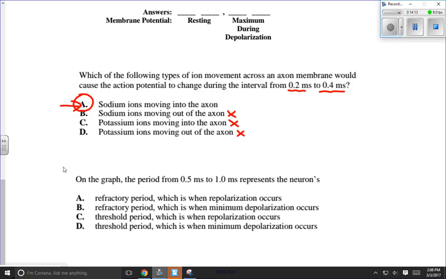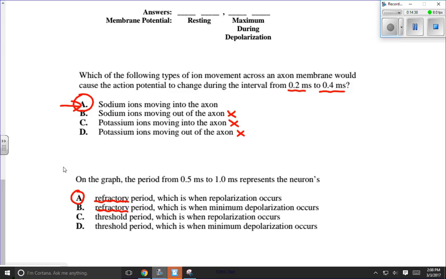So on the graph from 0.5 to 1 millisecond represents. Now, there's a term here that we haven't discussed yet. Guess I should have. Refractory period. The refractory period is the time in which a neuron is unable to depolarize because it's in the process of repolarization. So repolarization is the refractory period. So it looks like A is going to be our answer because that's when repolarization occurs.